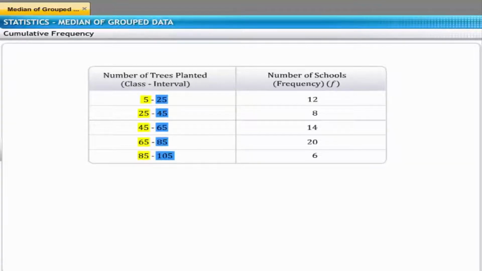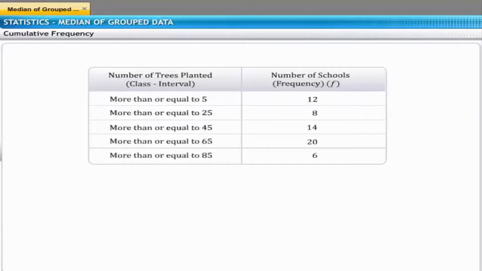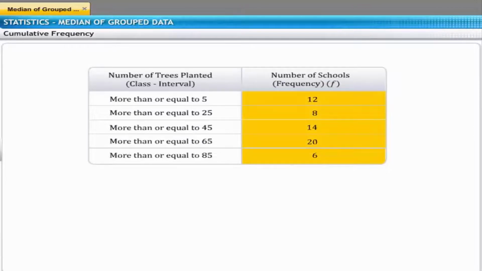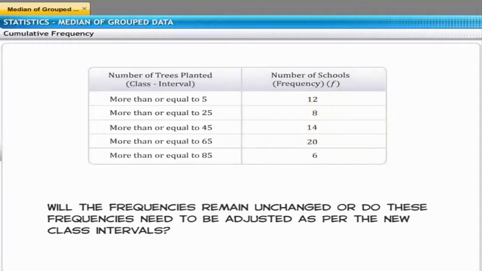Next, we'll rewrite the number of trees planted using only the lower class limits of all the class intervals. We can write the first class interval, 5 to 25, as more than or equal to 5. Similarly, we can write the second class interval, 25 to 45, as more than or equal to 25, and so on. Now, observe the number of schools in the frequency column. Will the frequencies remain unchanged, or do these frequencies need to be adjusted as per the new class intervals?